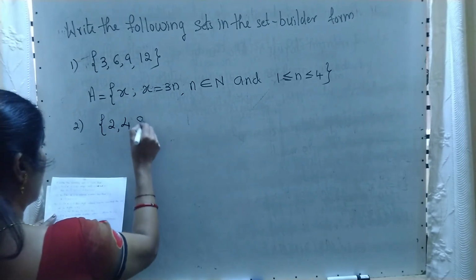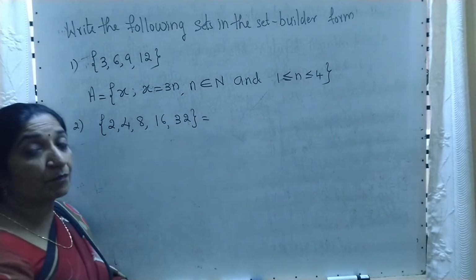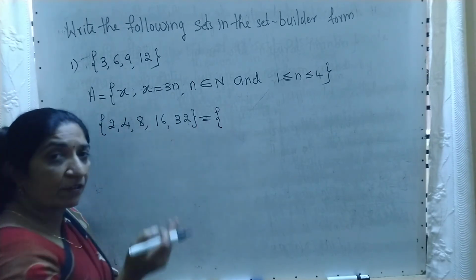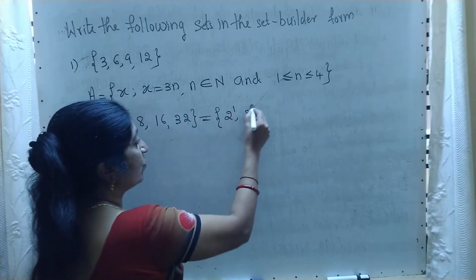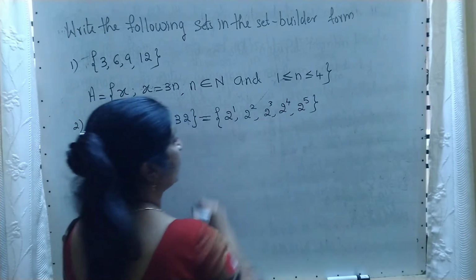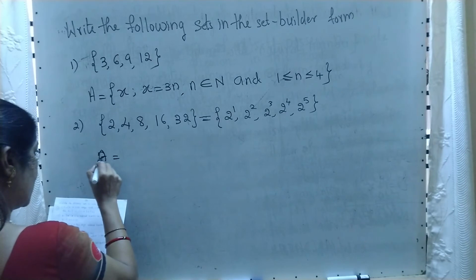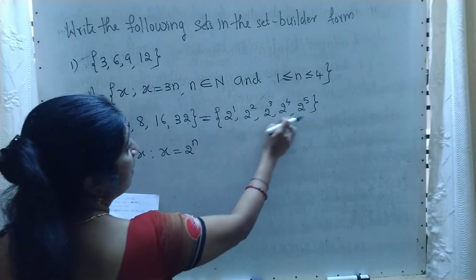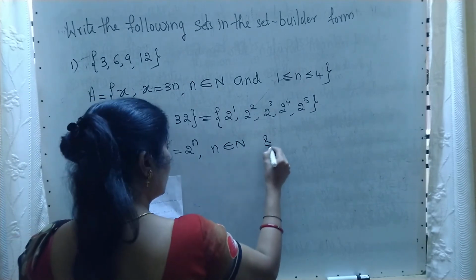2, 4, 8, 16, 32. See, students, if you are very interested in playing a game with numbers, you can arrange this in a very simple way. It is not given, but you can arrange it yourself. 2 is written as 2 raised to 1, 4 is 2 square, 8 is 2 cube, 2 raised to 4, 2 raised to 5. Now you can frame a rule very easily. I am taking this as B: x such that x is equal to 2 raised to n. The bases are the same, only the power is different. Again, it is a natural number and it is in between 1 and 5.